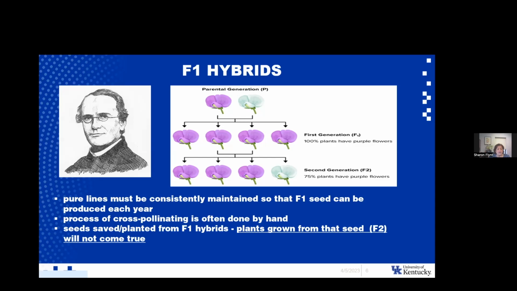So if you saved the seeds or planted seeds from the F1 hybrids and then wanted to harvest that seed, that seed and the plants that were grown from it would be considered the F2, or the second generation. And there's a probability they won't come true, because inside you see we have the first generation. If we crossed a purple and a white, the first generation has all purple, and that's because that purple gene in the sweet peas is dominant.